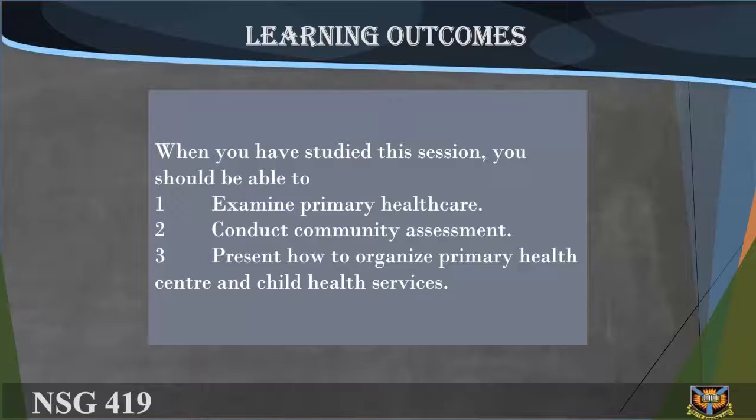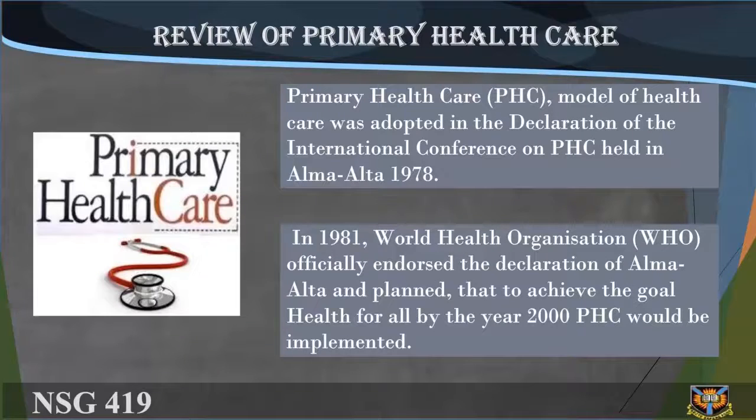Learning outcomes. When you have studied this section, you should be able to examine primary health care, conduct community assessment, present how to organize primary health care and child health services. Review of primary health care.